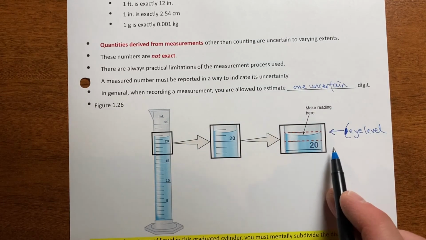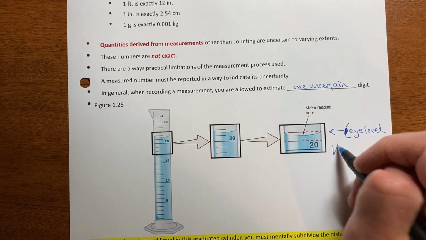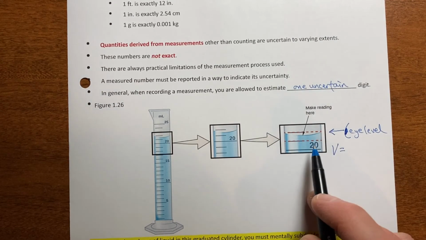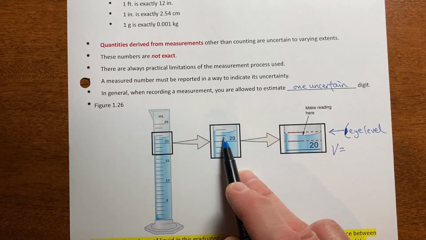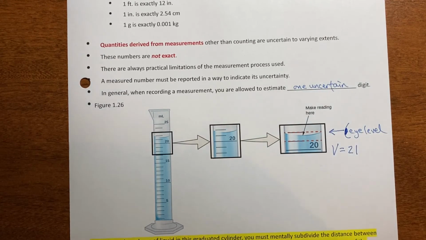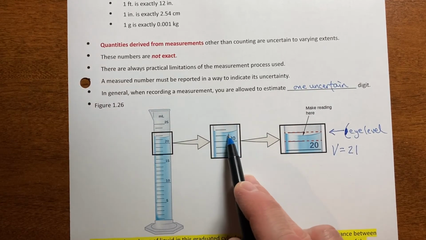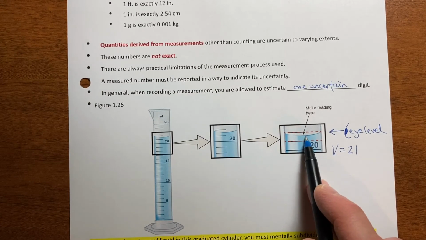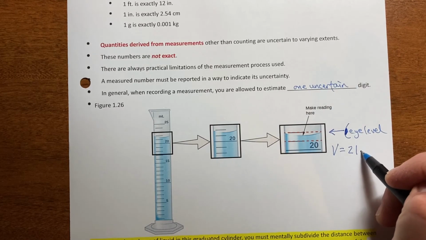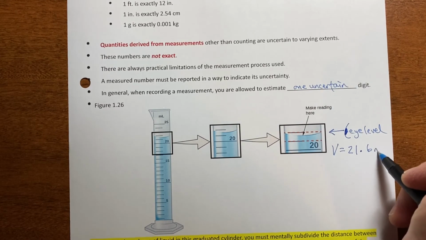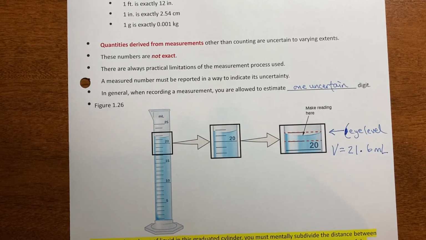So how would we read this volume properly? We would say V, capital V, equals, well, we know it's not 20, and we know it's not 21, and we know it's not 22, but it's somewhere between. It's a little bit higher than 21, but it's less than 22. Well, to me, it looks like that level is about 60% of the way between here and there. So I would say that it's 21.6 mL, milliliters.